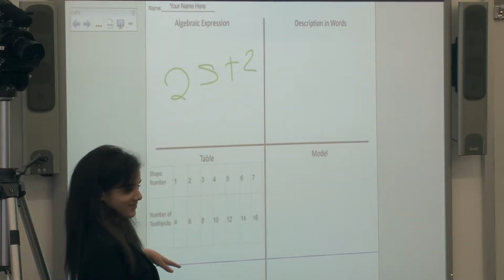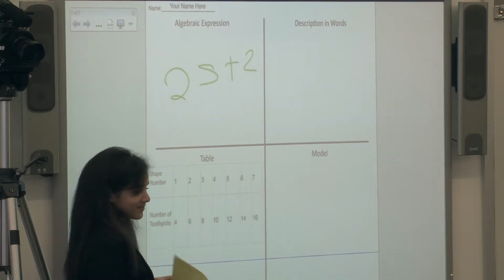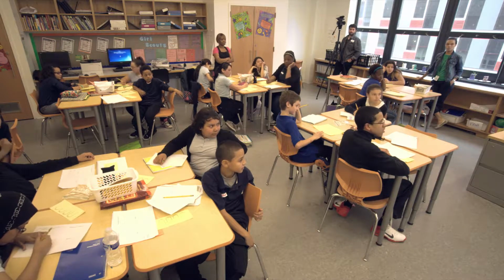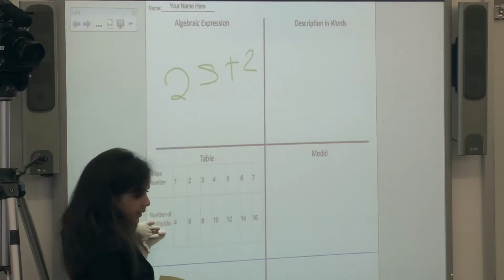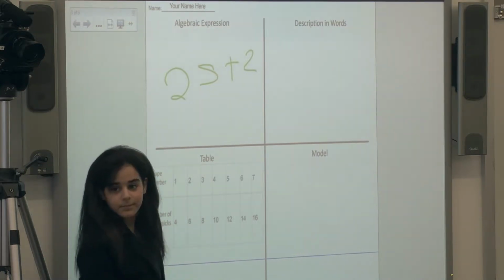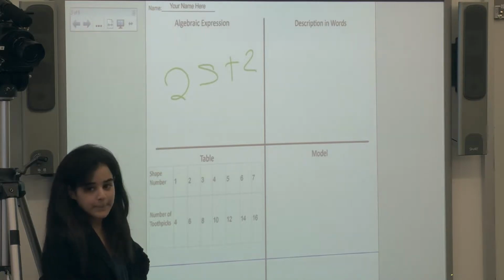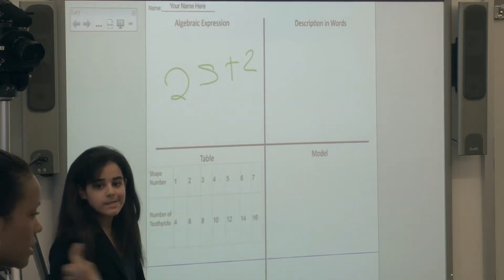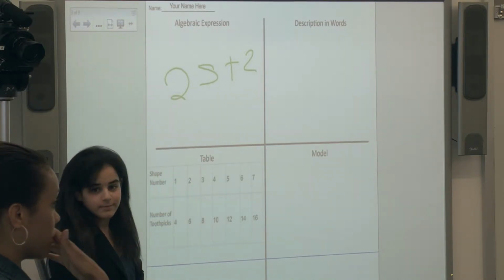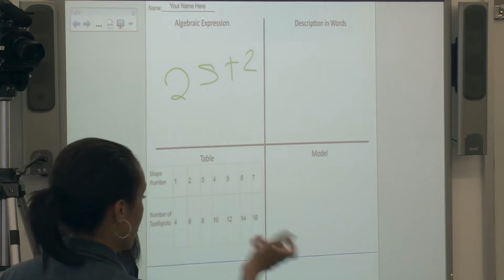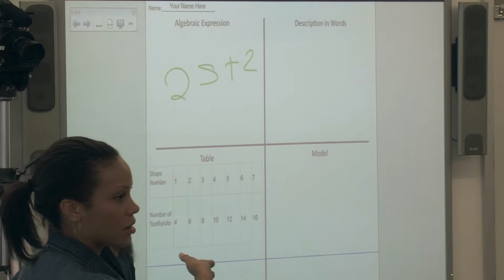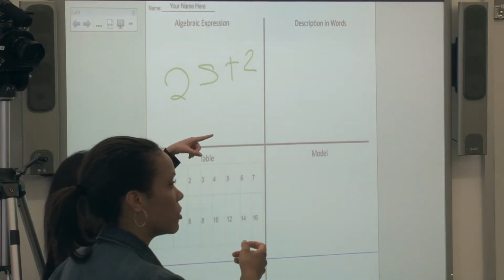You understand? Yes, Ronald? But don't you have to use the number of toothpicks in it? Yeah, the shape number, and then you add 2 to get the number of toothpicks. That's how you get the total number of toothpicks. So, Ronald, let me see if I understand what you're saying. You're saying, how do I know it equals the number of toothpicks? So that's a great expression. I wonder, how can we represent where toothpicks would be here? What do you think, Max?